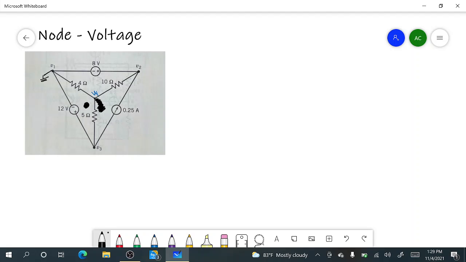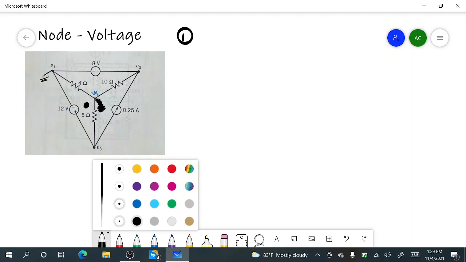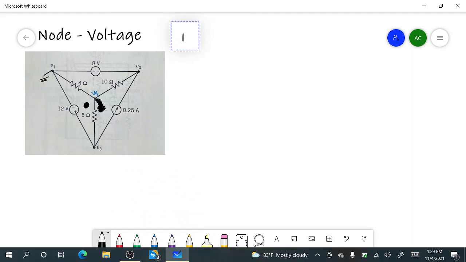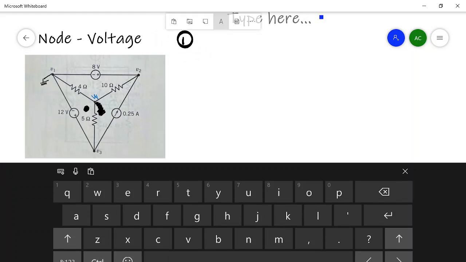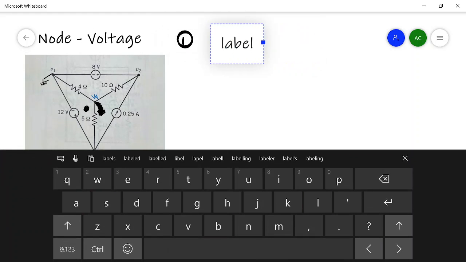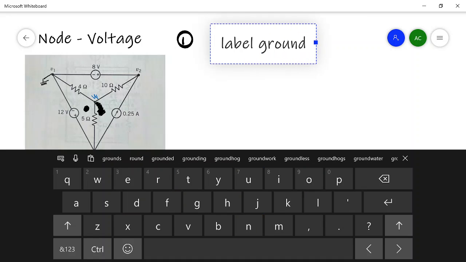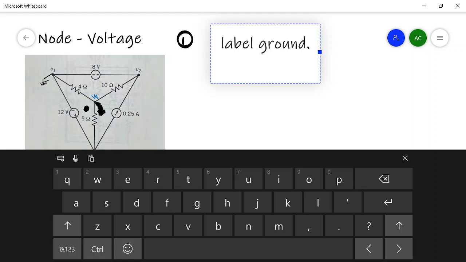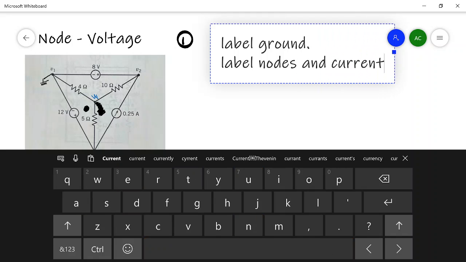So when it comes down to doing the node voltage method, our steps are as follows. Step 1, we're going to label the ground. I'll put a text box. Step 1, we'll label the ground. We'll also label nodes and currents.